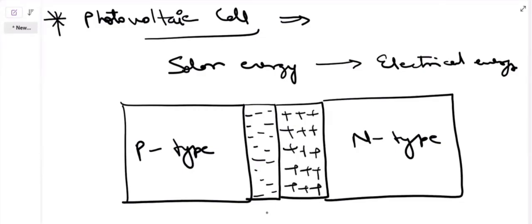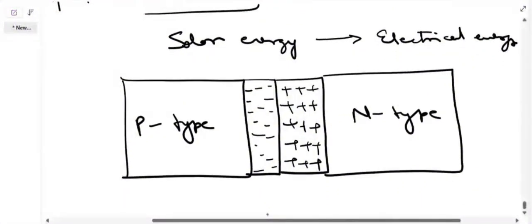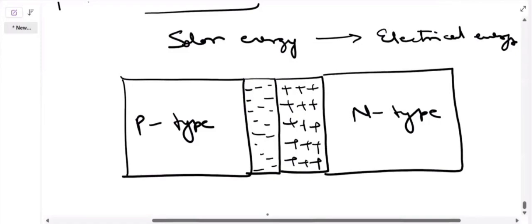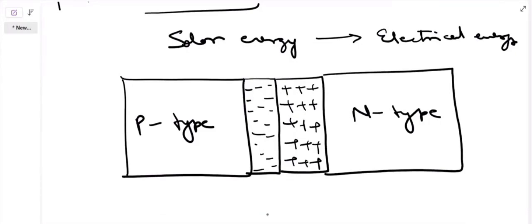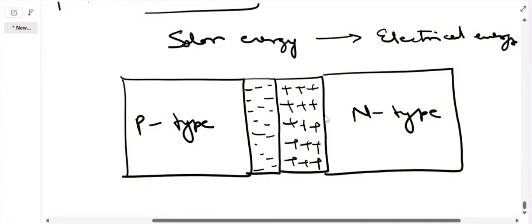So at the junction between the P and N, the electrons and the holes migrate and give a region of electric field. So here I got a region of electric field. Done?